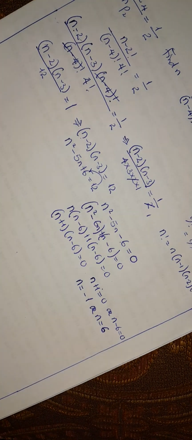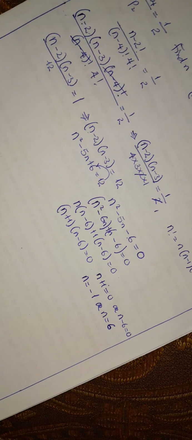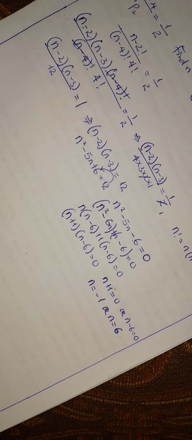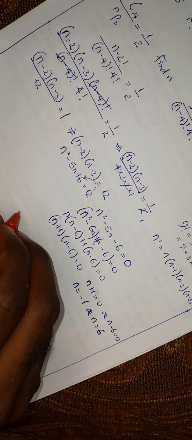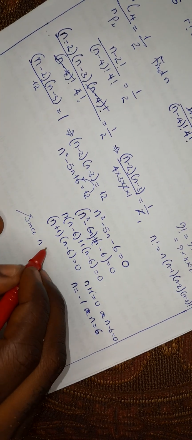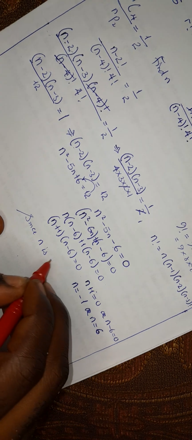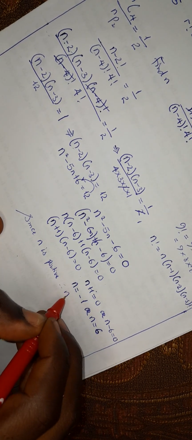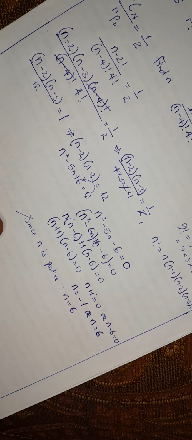Now I want you to note that n cannot be a negative value. n has to be positive. Alright, since n is positive, therefore n equals 6.